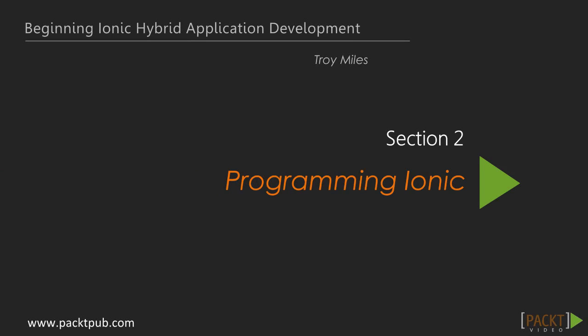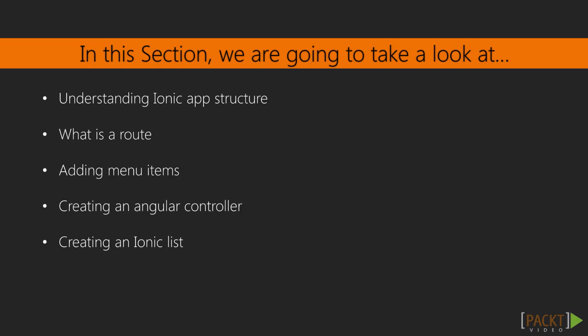Let's see what an Ionic app looks like. Hybrid application development. In our last section, we got introduced to Ionic, some of its commands and features. This is the second section, Programming Ionic. In this section, we will take a look at Ionic app structure, routing, adding menu items to our app, creating controllers, and the Ionic list.